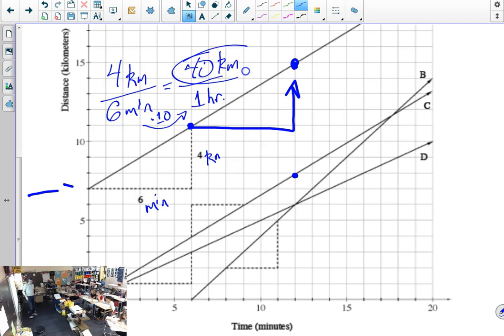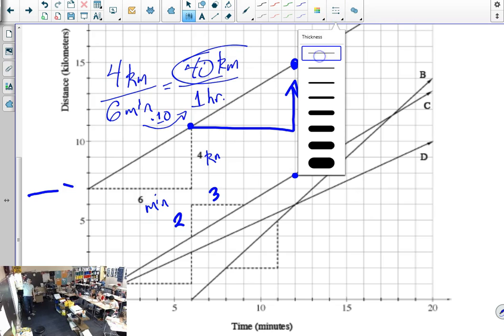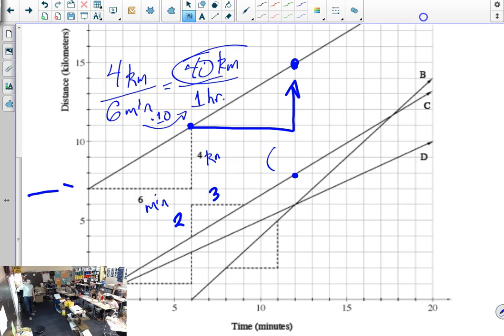So, I can look at this triangle, 2 and 3, or if I take the Bilal method and look at this point, x, y, right? 12 and 8. But then it's change in y, your distance over time. So distance was 8. So C's 8 over 12, right? 8 kilometers in 12 minutes.